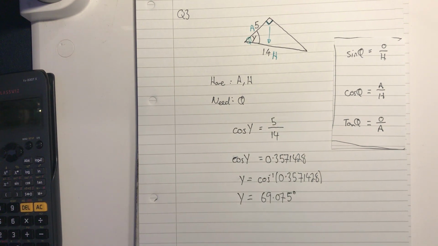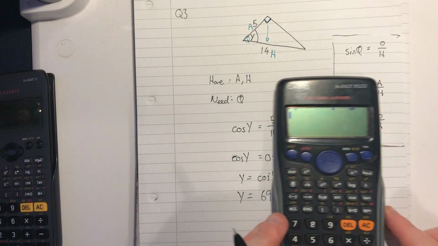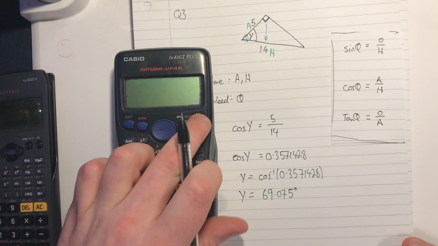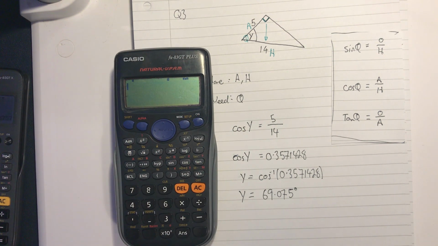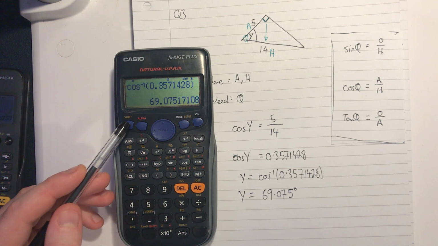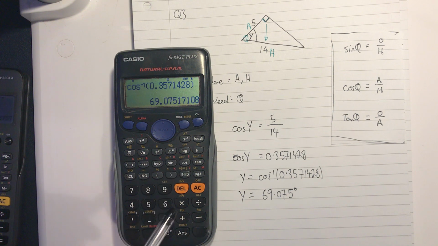Now, if you have the old type of calculator, let's go through it with that. Right. So we go Shift cos, so it's exactly the same, and it's 0.3571428, and that's equal to 69.075. So in the old calculator, it's the same process. It's Shift and then cosine here to get cos inverse.